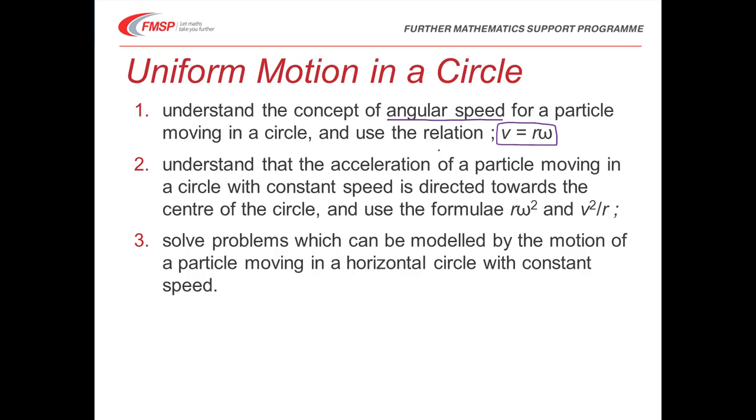Secondly, to understand that the acceleration of a particle moving in a circle with constant speed is towards the centre, and that acceleration is either r omega squared if we're using angular speed, or v squared over r if we're using linear speed. And then thirdly, solve problems which can be modelled by the motion of a particle moving in a horizontal circle with constant speed.